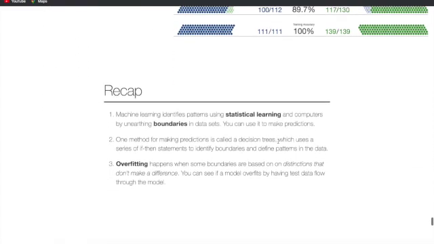Let's do a quick recap now. Machine learning identifies patterns using statistical learning and computers by unearthing boundaries in the dataset. You can use it to make predictions. One method for making predictions is called a decision tree, which uses a series of if-then statements to identify boundaries and define patterns in the data. Overfitting happens when some boundaries are based on distinctions that don't make a difference. You can see if a model overfits by having test data flow through the model.